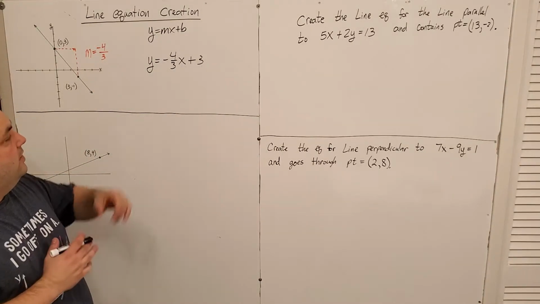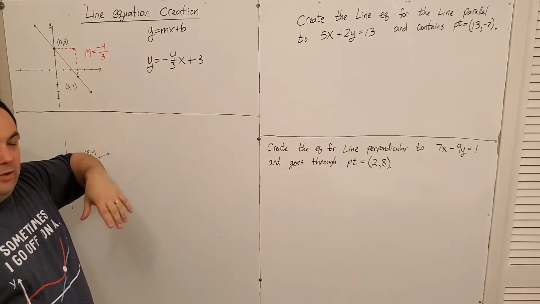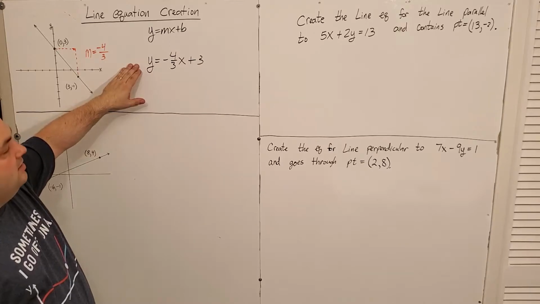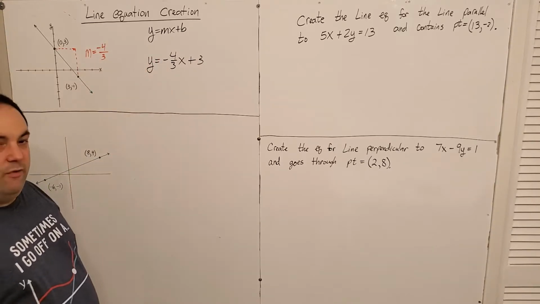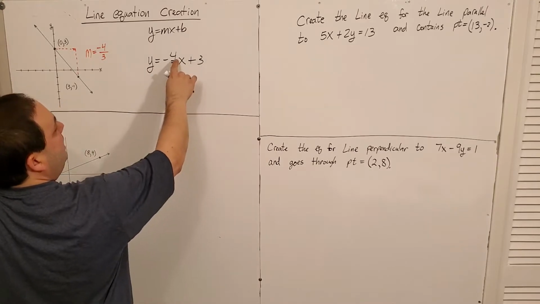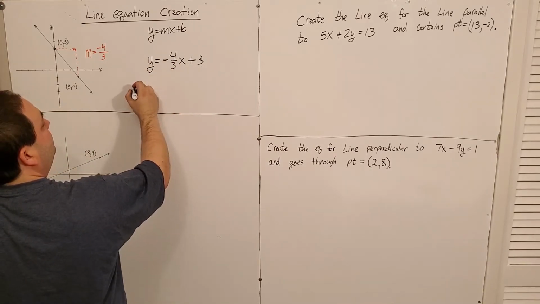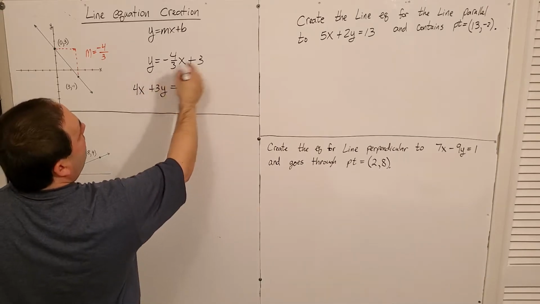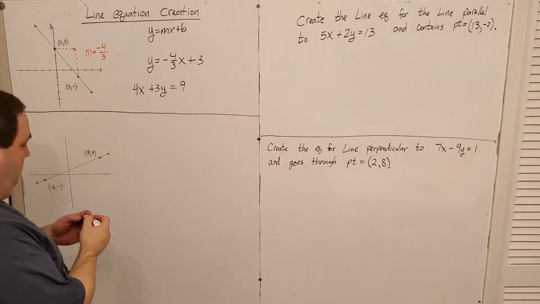Now, of course, from this point, if you need to convert it to standard, you could always just add the x over to this side and then multiply to get rid of any fractions. If I multiply everything by 3 and then add the 4x over, 4x plus 3y equals 9, right?